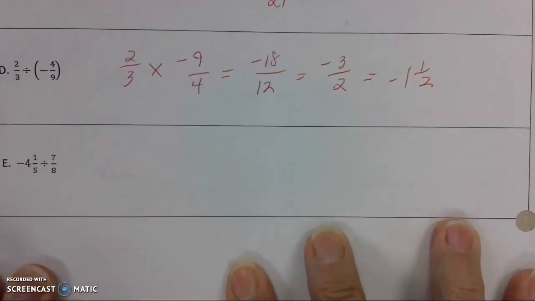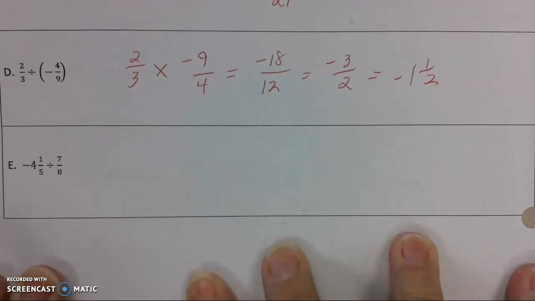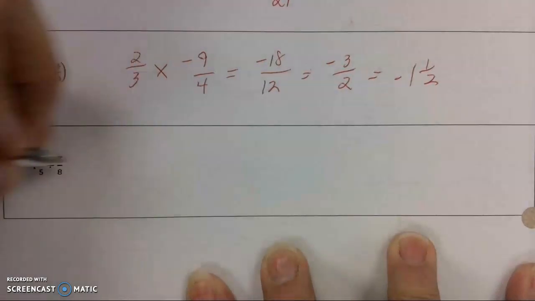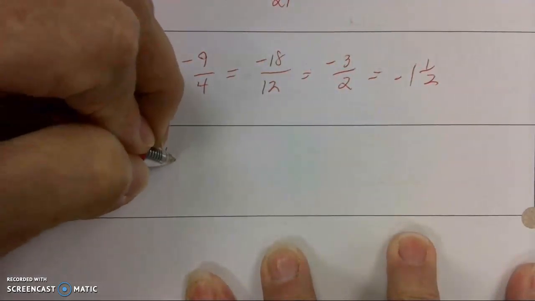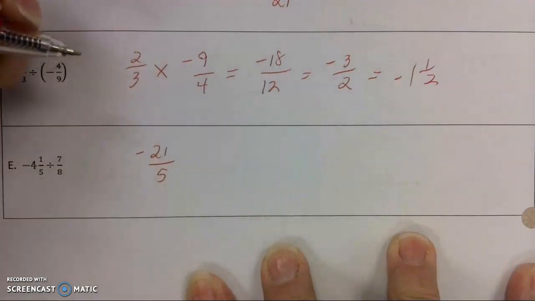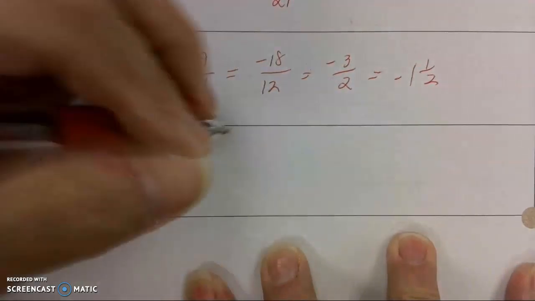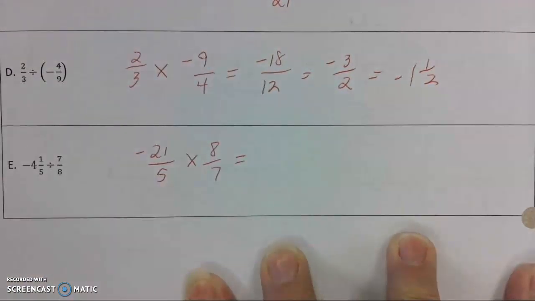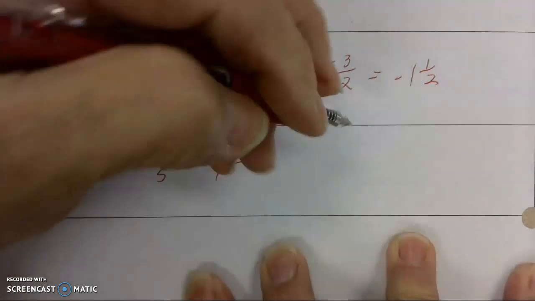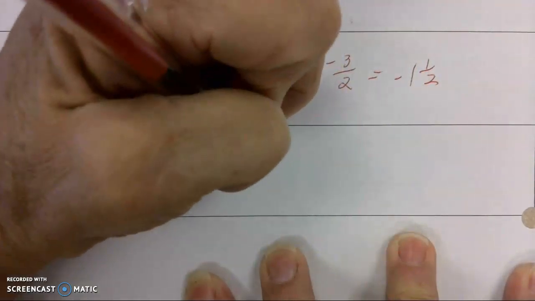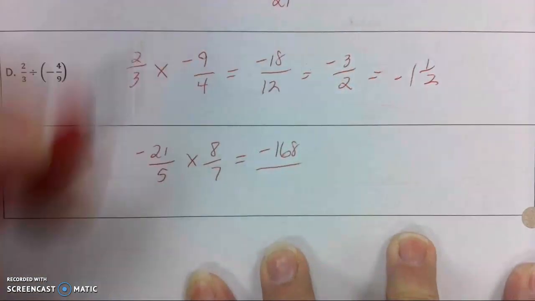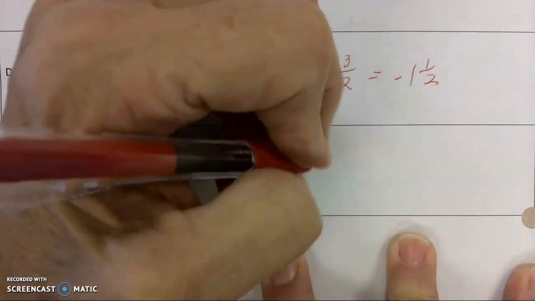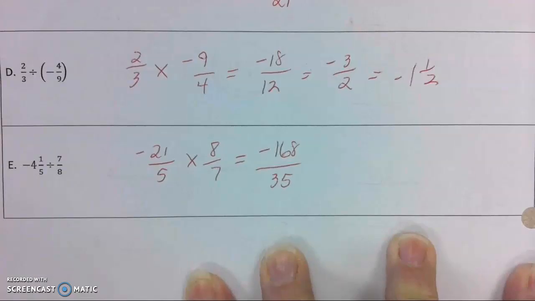Last example. I'm dividing a negative by a positive, so I know that my answer is going to be negative. Mixed number, change it. 5 times 4 is 20, plus 1 is 21. I'm going to change division to multiplication, flip that, multiply by the reciprocal. 21 times 8 is 168, but I'm going to make it negative because I'm multiplying a negative times a positive. 7 times 5 is 35.